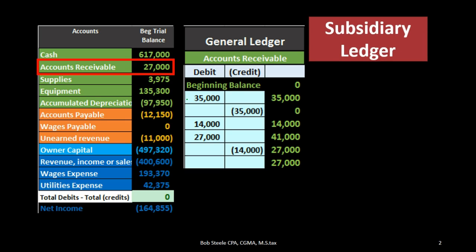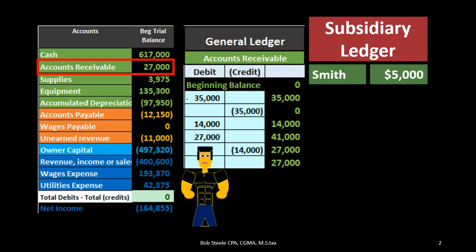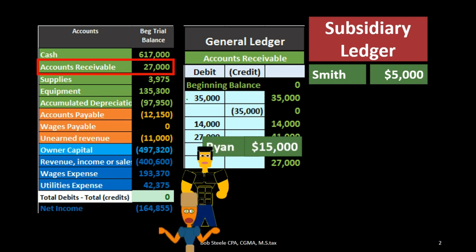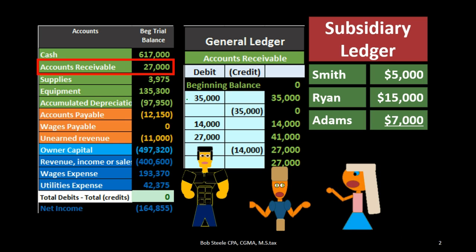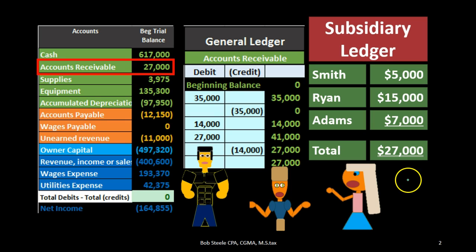What we will then need is that information broken out by customer, which will be in terms of a subsidiary ledger such as this. For example, it might say that Smith owes us $5,000 and Ryan owes us $15,000 and Adams owes us $7,000 for a total of the $27,000. The accounts receivable subsidiary ledger matches the general ledger, matches the trial balance, which of course would match the balance sheet.